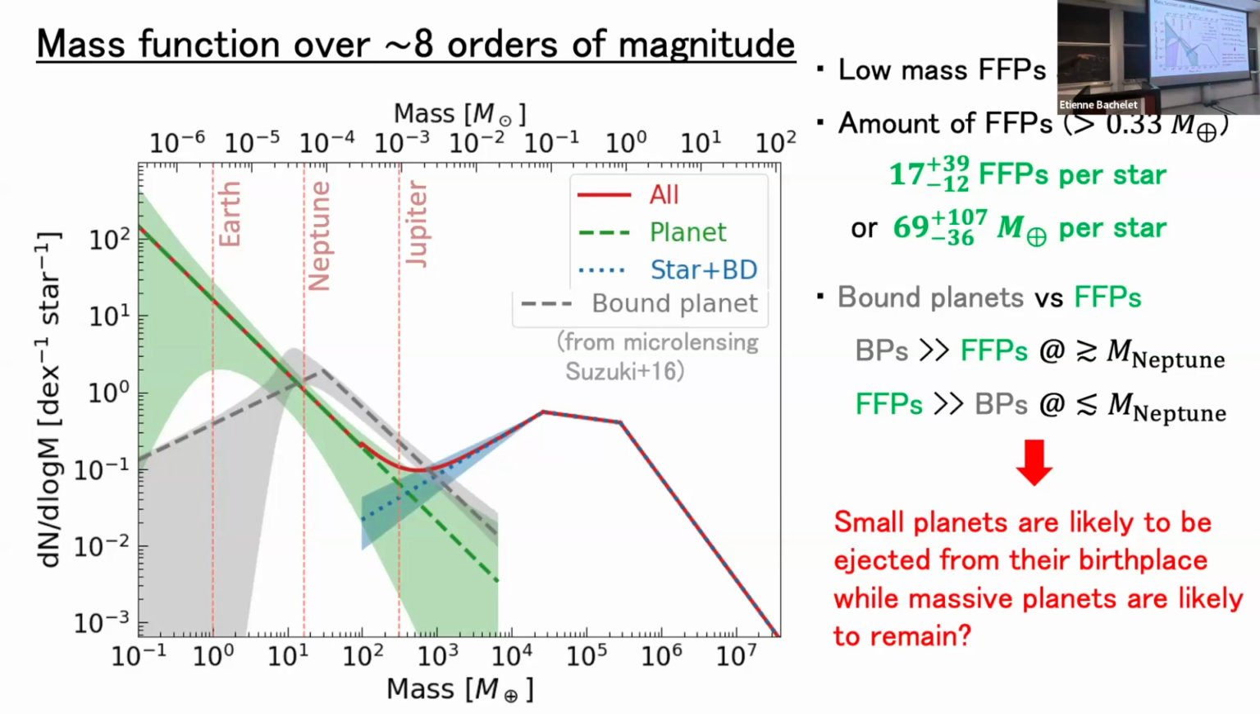By comparing the green one and gray one in this figure, you can find there are more bound planets than FFPs at masses larger than Neptune mass, whereas there are more FFPs than bound planets at masses less than Neptune mass. So this might indicate that small planets are likely to be ejected from their birthplace, while massive planets are likely to remain.